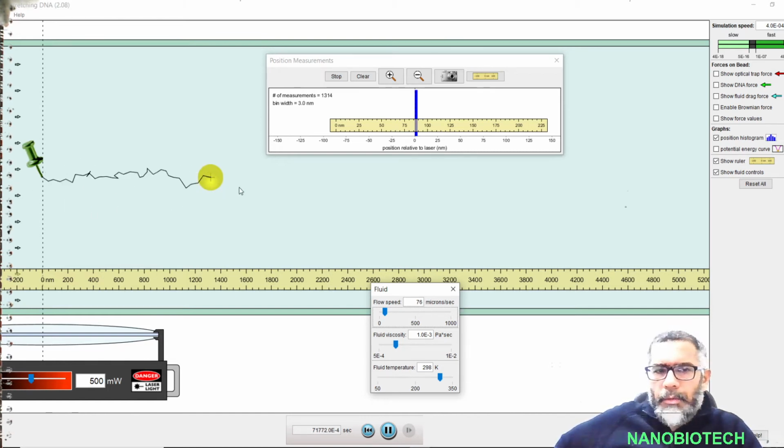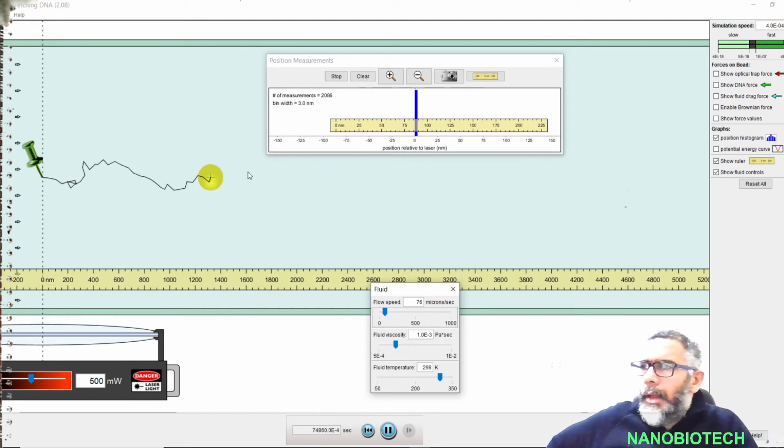Because of the flow, the sphere will be dragged toward the right. To some extent, of course. It just moved to some extent, but it stopped there. Why? Because the DNA is pulling the sphere in the backward direction, while at the same time the flow is dragging with the opposite force to the right. When these two forces are equal to each other, the sphere just stops its motion, right?